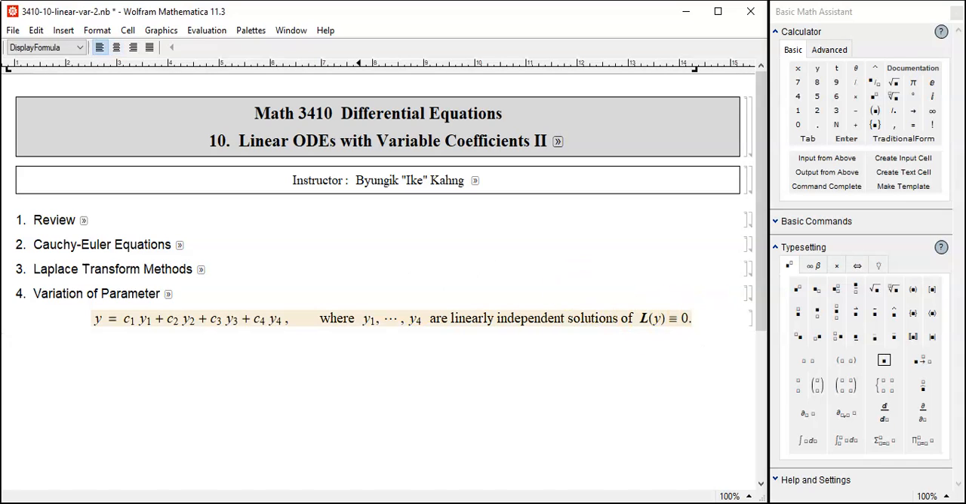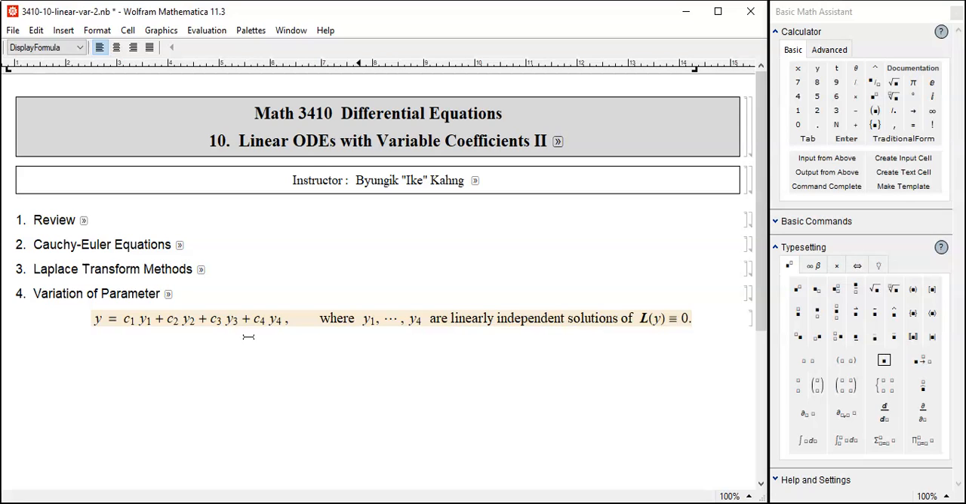y1, y2, y3, and y4 are linearly independent solutions of a homogeneous linear ODE, L of y equals 0. Now, if this ODE has order 4, then this is a general solution. However, what if this has order 5 or higher? In that case, this is not going to be a general solution. It's a solution, yes, because it's a linear combination of the solutions of a homogeneous linear ODE, but it's not a general solution. There are more linearly independent solutions, like y5 and y6, things like those.